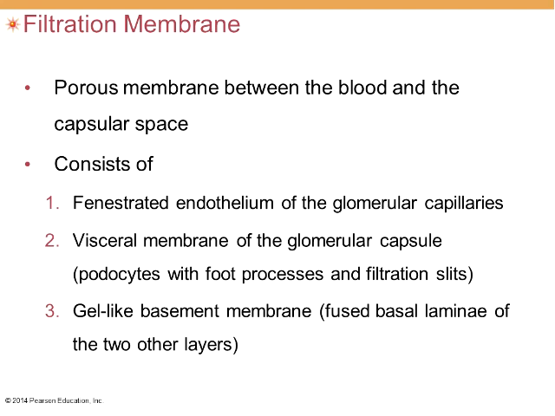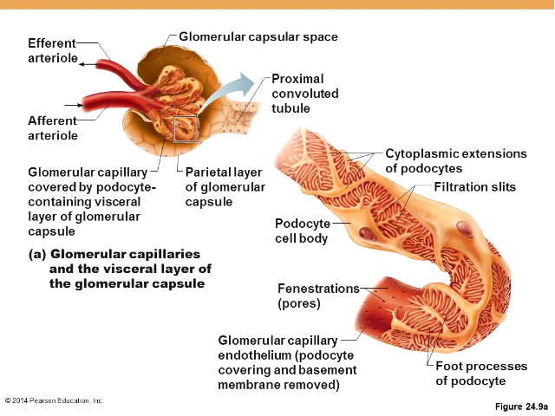Now the filtration membrane is a porous membrane between the blood and the capsular space. So we're back to Bowman's capsule, if you will. It consists of the fenestrated endothelium of the glomerular capillaries. So it's fenestrated capillaries, so they have pretty open gaps. And the visceral membrane of the glomerular capsule, which contains those podocytes, and they're connected together with that basement membrane we talked about. It's the fused basal lamina of the two layers. And just like we learned in the pulmonary system, they are glued together via this basement membrane.